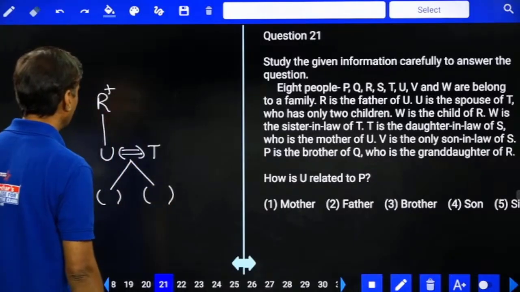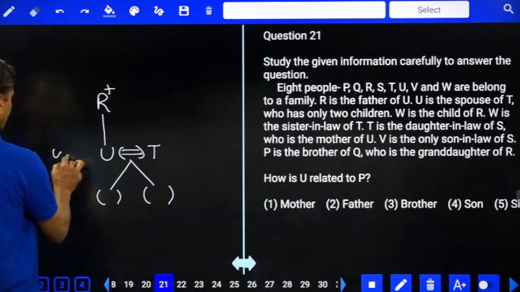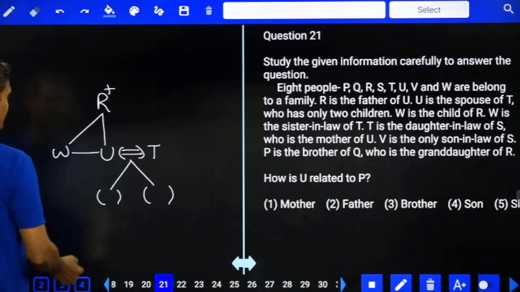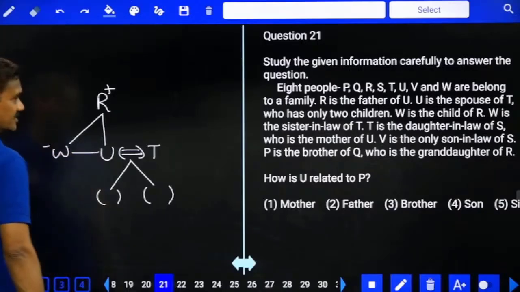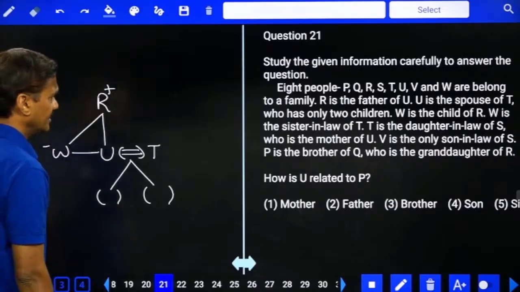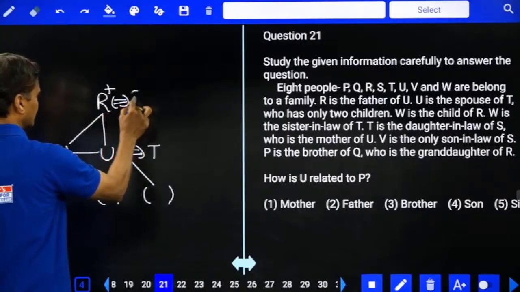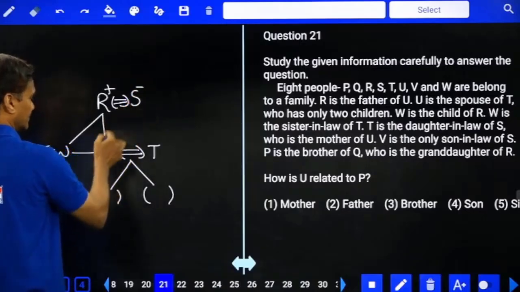And W is the child of R. Now W is the child of R, U and W are siblings to each other. And W is the sister-in-law of T. And W is a female sister-in-law of T. Then T is the daughter-in-law of S. T is the daughter-in-law of S means R's son's, S's son's wife.